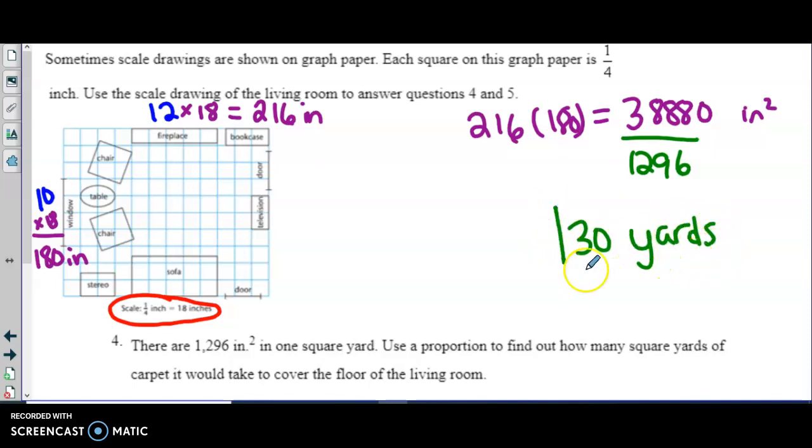of carpet. Now that was a pretty complicated problem. First, we found the dimensions of our scale drawing, then we multiplied them by the scale factor so that we could solve to figure out the area of the whole room. And then we took the area in inches, divided it by how many inches are in a yard to figure out how many yards of carpet we would need.